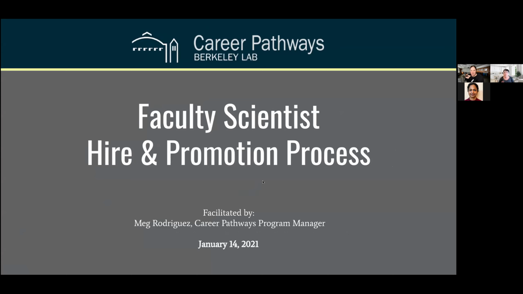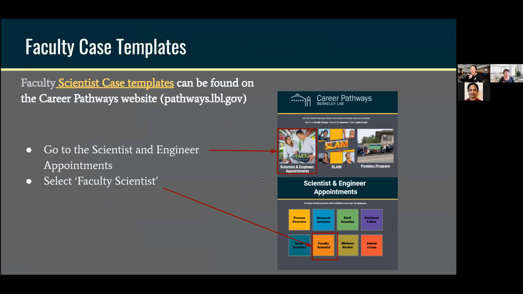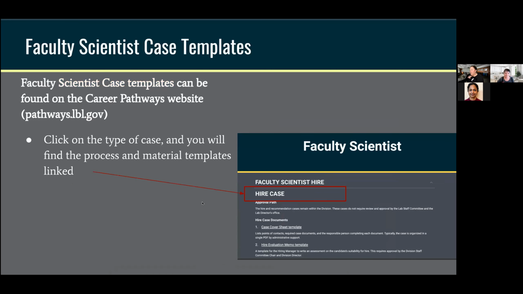Okay, so for the faculty case templates, when faculty is either hired or promoted, you would go into the Pathways website, pathways.lbl.gov. There is a section for faculty where it says faculty scientists. You want to go there, select faculty scientist, and then you can click whether it's a faculty scientist hire.